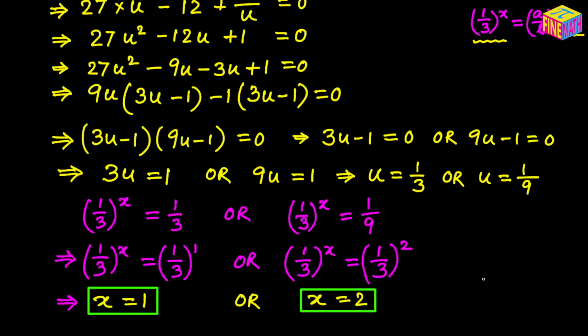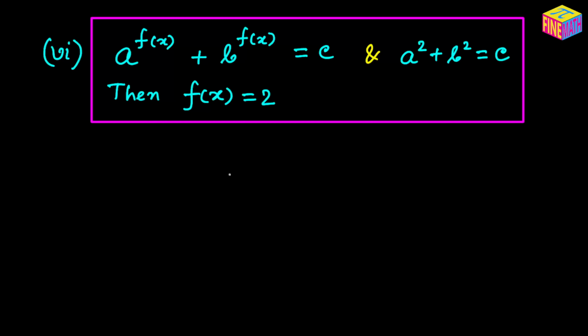And finally, we are going to talk about the sixth form of exponential equation, and that's an easy one. We'll quickly talk about it. The sixth form of exponential equation is like this. Suppose we have an equation like a to the power some function of x plus b to the power the same function of x is equal to c, where a, b and c are some non-zero constants. And also a squared plus b squared is equal to c. Then we can safely say that f of x must be equal to 2. There is no other possible solution. This is the only solution here.